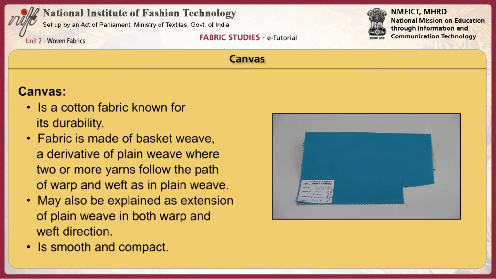It is a cotton fabric known for its durability. The fabric is made of basket weave, a derivative of plain weave, where two or more yarns follow the path of warp and weft as in plain weave. It may also be explained as an extension of plain weave in both warp and weft direction. Canvas is smooth and compact.